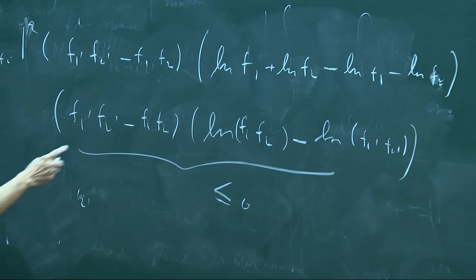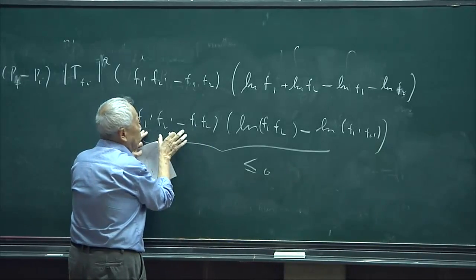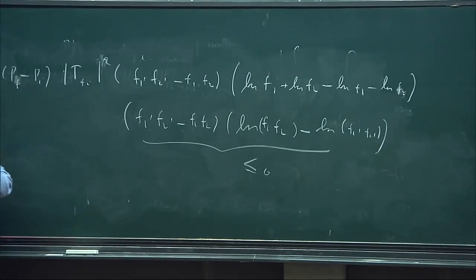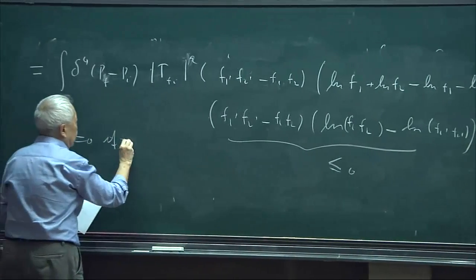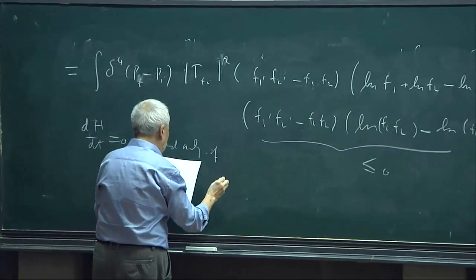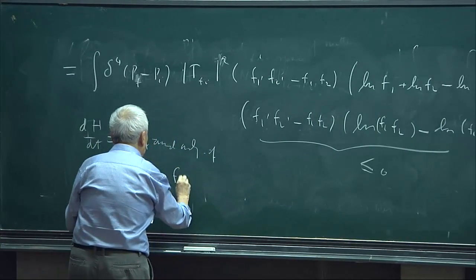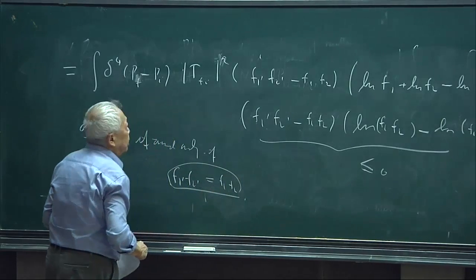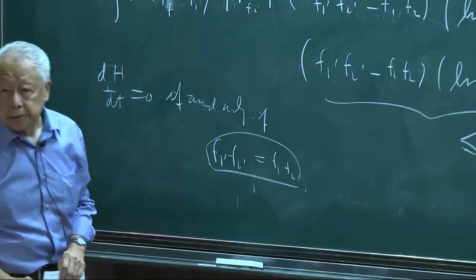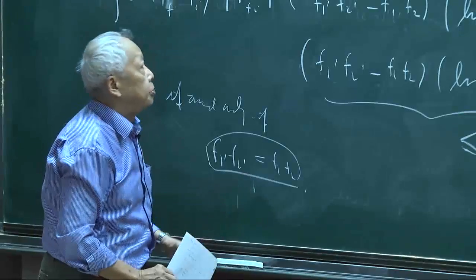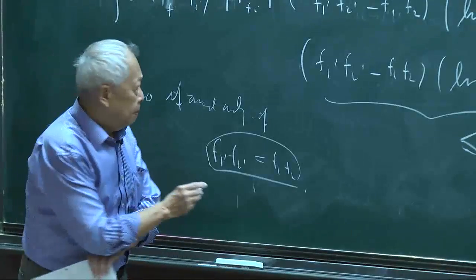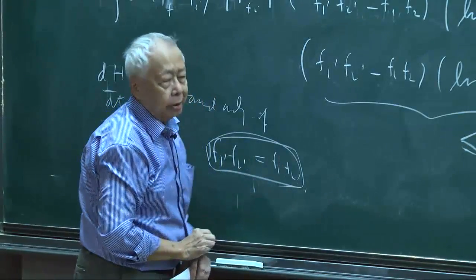And this is just the structure. If this is greater than this, then this is positive, and then this is negative, and so forth. And this is equal to 0. dh/dt is equal to 0 if and only if f1' f2' is equal to f1 f2. And therefore, this establishes that this condition is also necessary. That is, if df/dt vanishes, then this must be 0. And therefore, this condition is both necessary and sufficient for equilibrium.